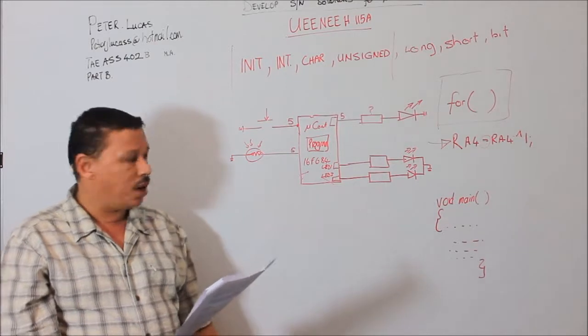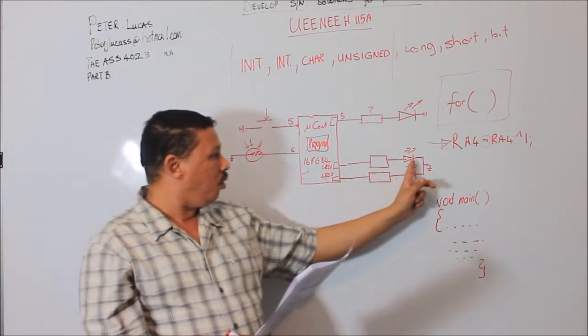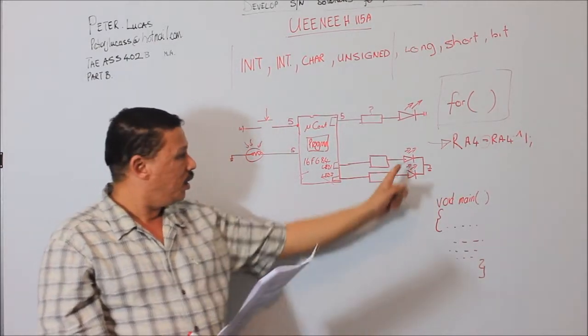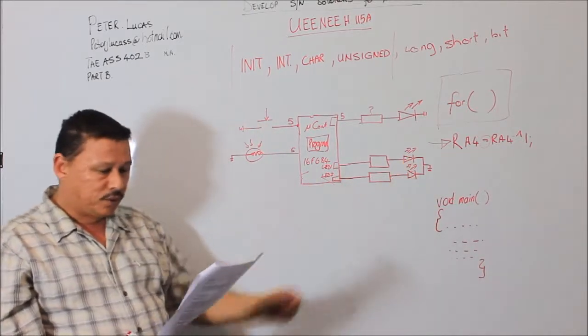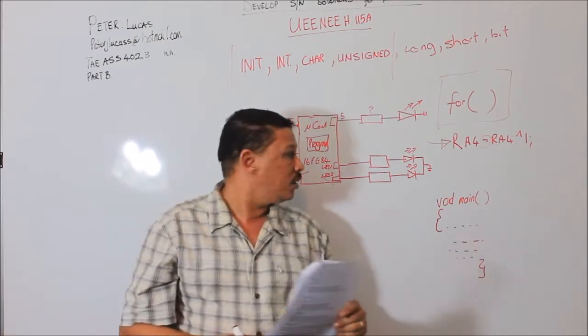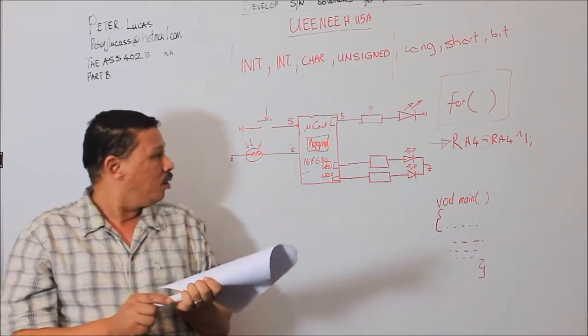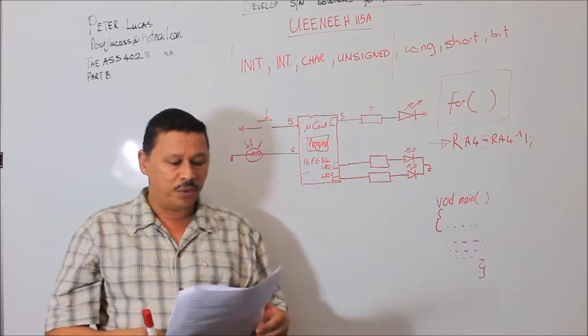500 milliseconds is half a second. So they're going to be on for 500 milliseconds, then it's going to go off. Once it goes off, the other one goes on. So write a little program for us so we can see how you employ your syntax and your programming skills.